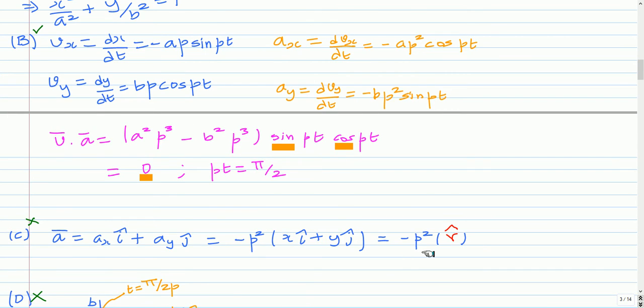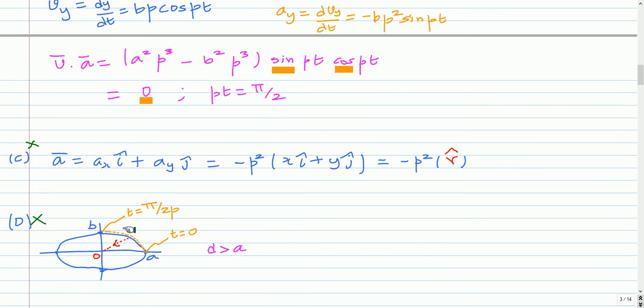So the direction of acceleration is towards the origin, because the r cap direction is away from the origin and it's minus r cap, so towards the origin. The focus of the ellipse will be here and the second focus will be here. So it is not directed towards the focus, it's directed towards the origin. So option C is not true.